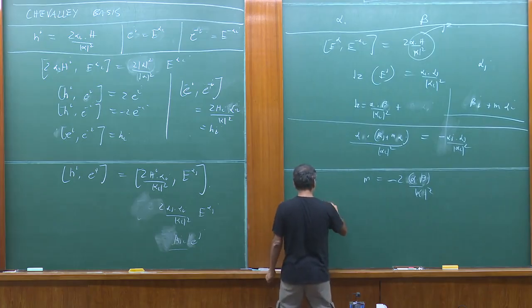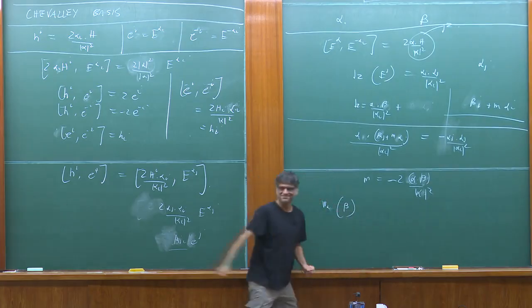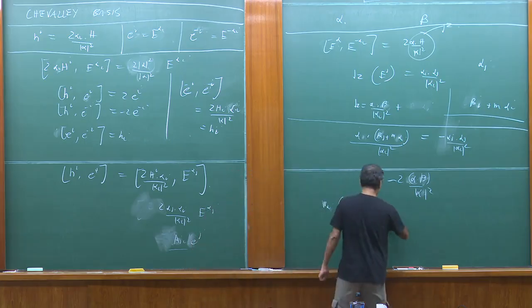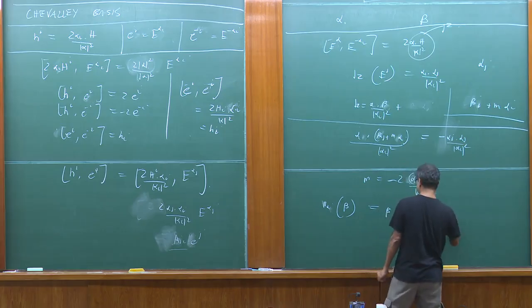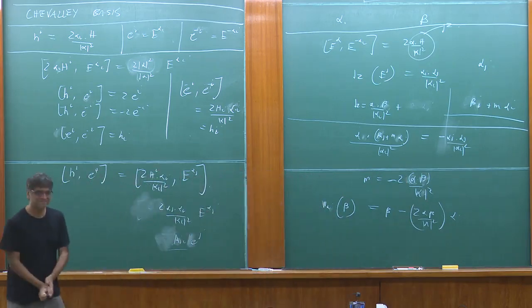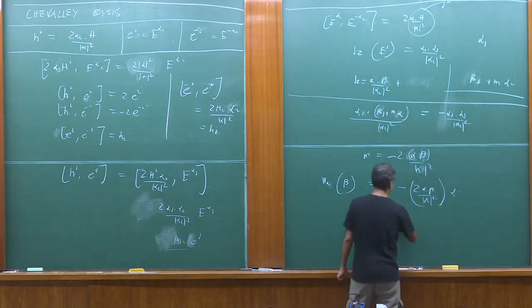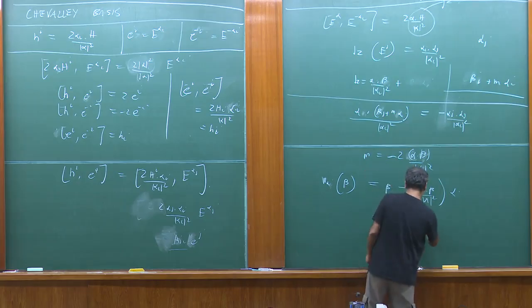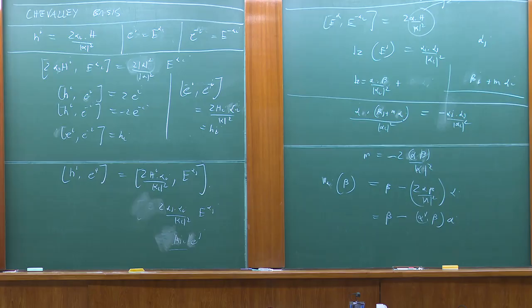And so we have the action of the Weyl reflection on beta. So the Weyl reflection, let's call it W, created by alpha, acting on beta is equal to beta minus 2 alpha dot beta divided by mod alpha square times alpha, which we can equally well write as beta minus alpha v dot beta times alpha, because our definition of alpha v was 2 alpha I divided by mod alpha I squared.